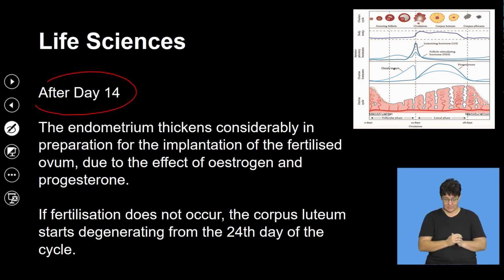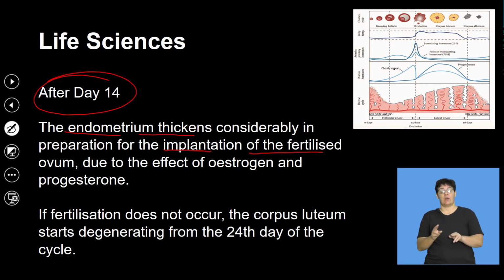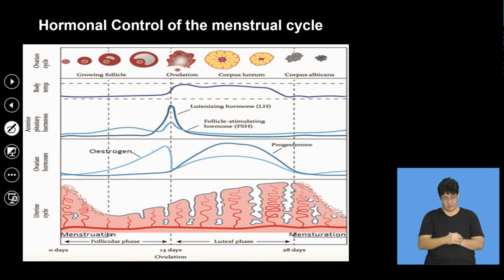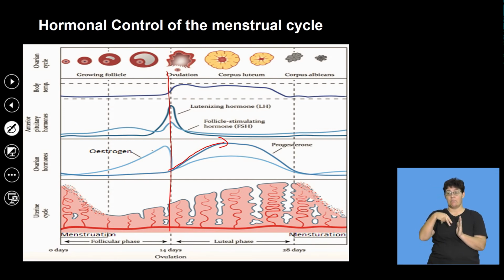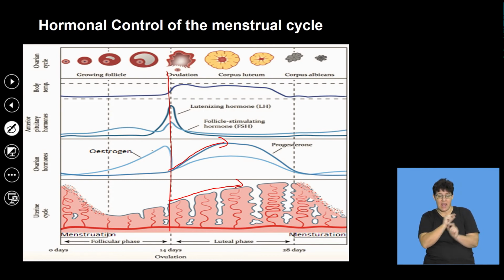We now look at the events after day 14. We see that the endometrium begins to thicken considerably in preparation for the implantation of the fertilized egg. And this is due to the effect of estrogen and, more importantly, progesterone. Now I'm going to go to the slide and revisit this. So we see now the relationship after day 14, there's an increase in the progesterone levels. We know that progesterone has a significant impact on preparing the lining for pregnancy. The lining of the endometrium is now thickened and is maintained for the next 14 days.